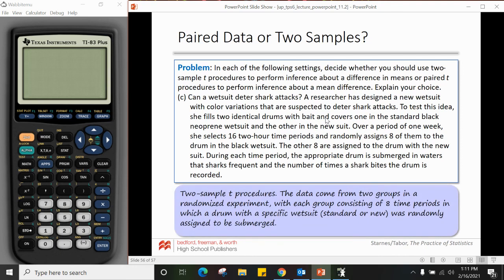Here we have a two sample T procedure. The reason why is the data comes from two groups in a randomized experiment, with each group consisting of 8 time periods in which a drum with a specific wetsuit was randomly assigned to be submerged. So you have two groups here, and there's really no pairing going on between the two. It's like, okay, either I'm going to throw one drum or the other.